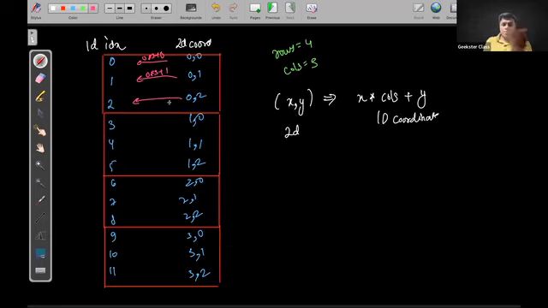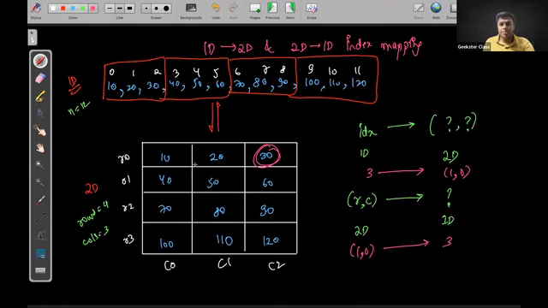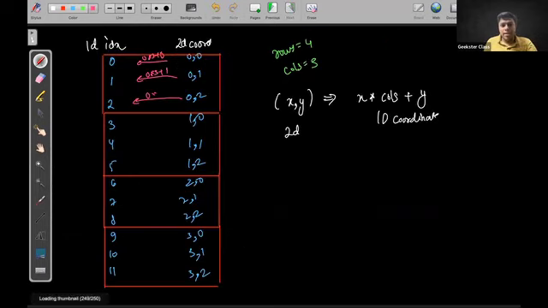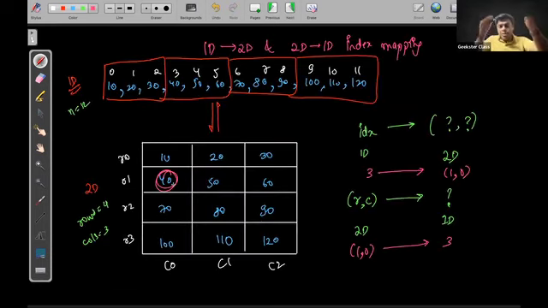To get to 0, 2, how many rows you have jumped? No rows. You have not jumped any row, you have not come down any row. But columns, how many columns? We have jumped 2 columns. So 0 into 3 plus 2. Is this much clear? 0 into 3 plus 0, 0 into 3 plus 1, 0 into 3 plus 2. Yes or no? Okay.